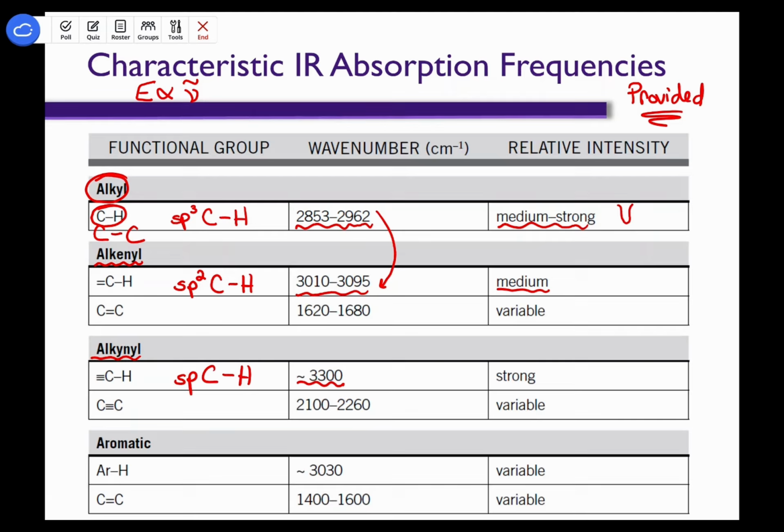And this one's a little more unique. This one is called a strong intensity. So we're going to see that as a very diagnostic peak. It's going to be really bold and stand out and more obvious to us as we're looking at it.